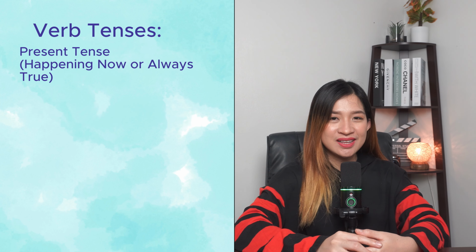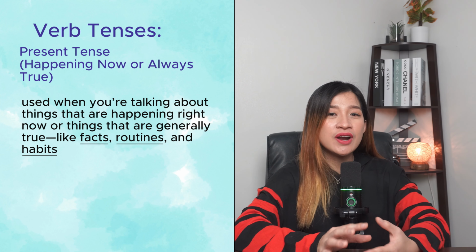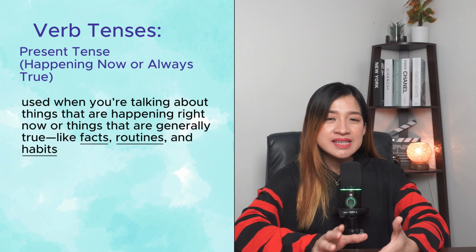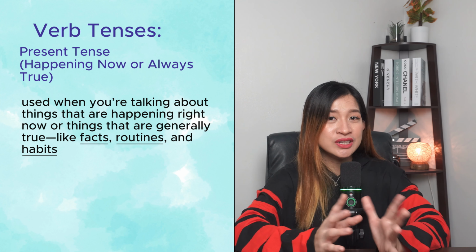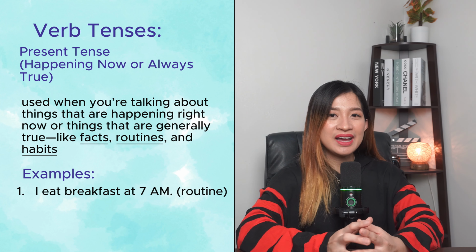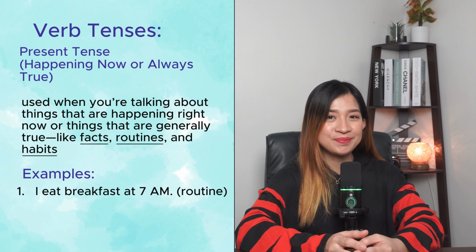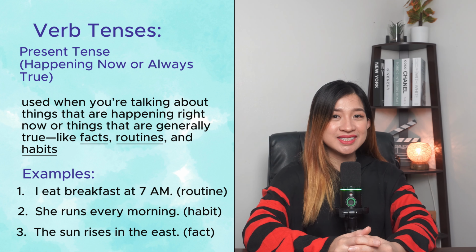Present tense. The present tense is used when you're talking about things that are happening right now or things that are generally true, like facts, routines, and habits. Examples. I eat breakfast at 7 a.m. She runs every morning. The sun rises in the east.